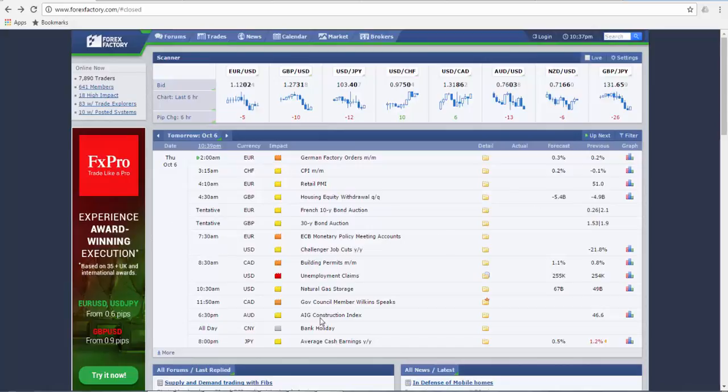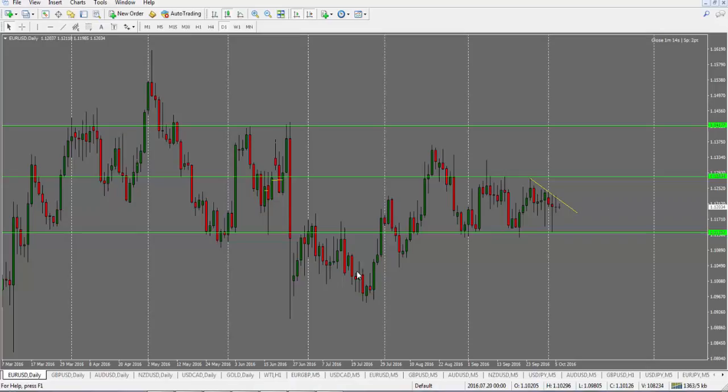And further into the US session, we also have the unemployment claims number, which is very important. Other than that, we have a fairly tame day in terms of the news here. Let's move on to the charts here.